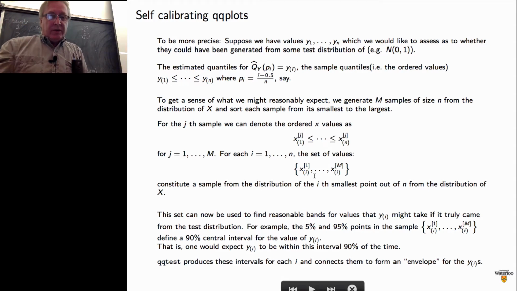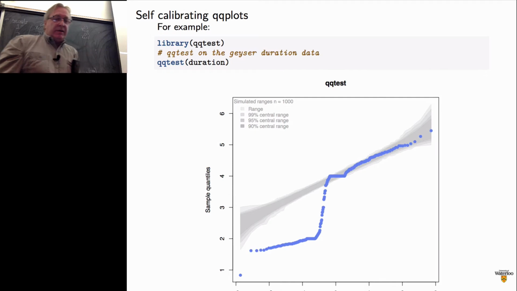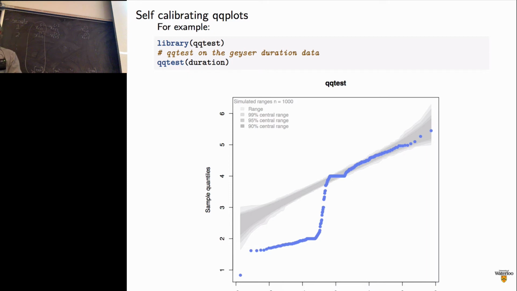So you can read this at your leisure. It's a little more carefully worded. But the idea is then, if I look at a QQ test, now I get a QQ plot. So there's my data from duration just as I had before, but I have these gray envelopes, these gray bands.